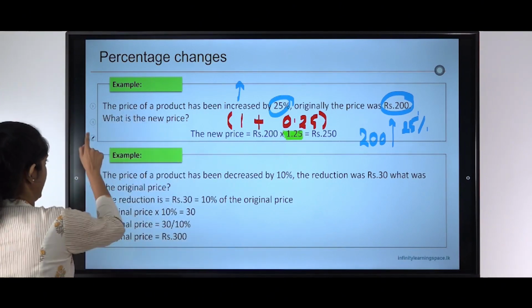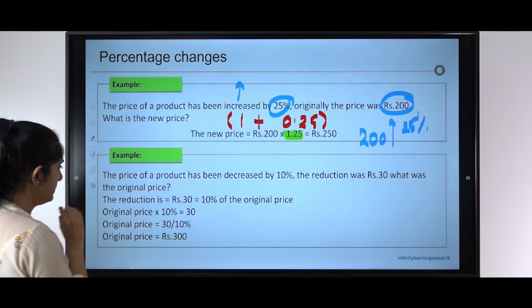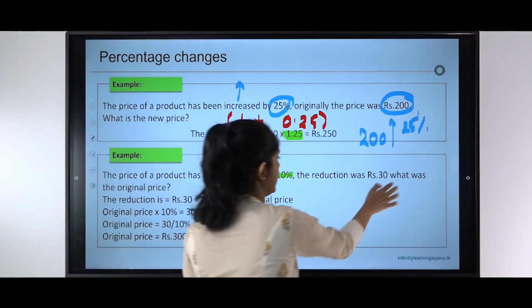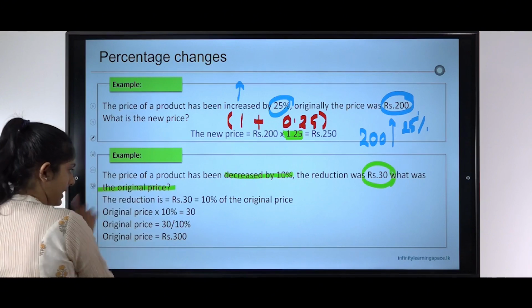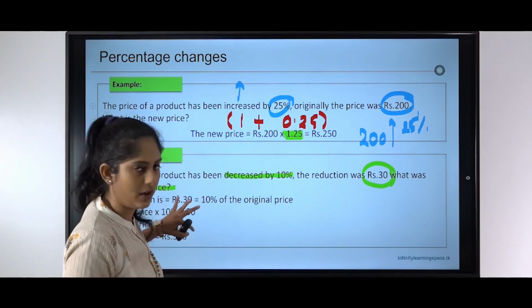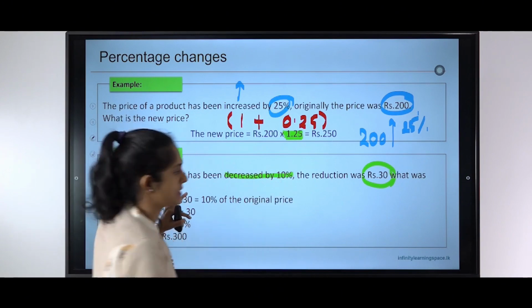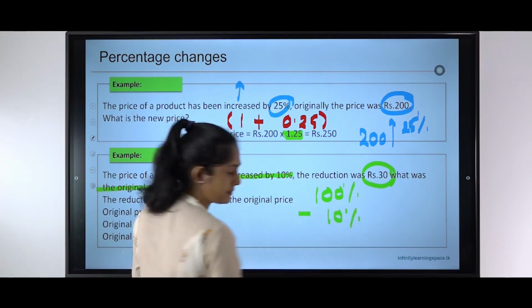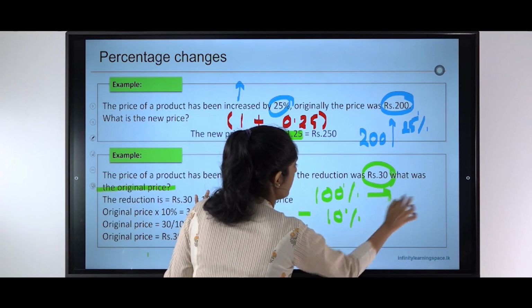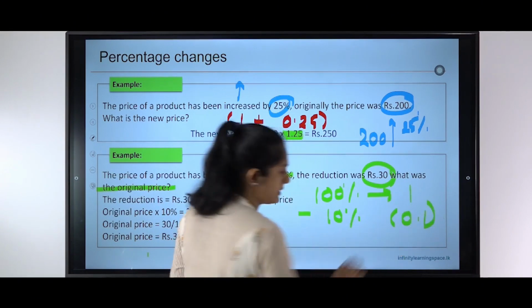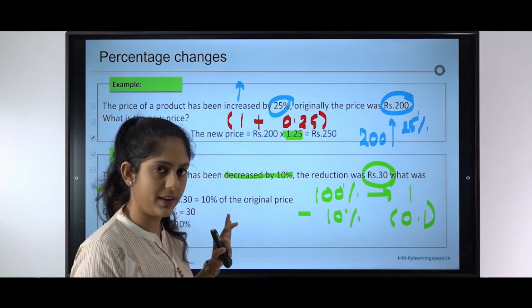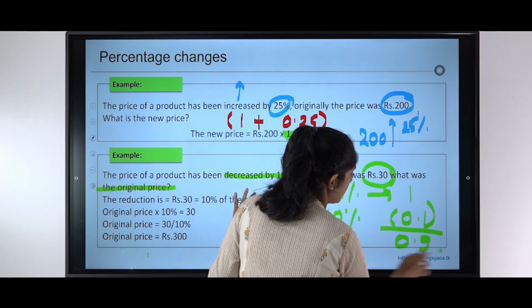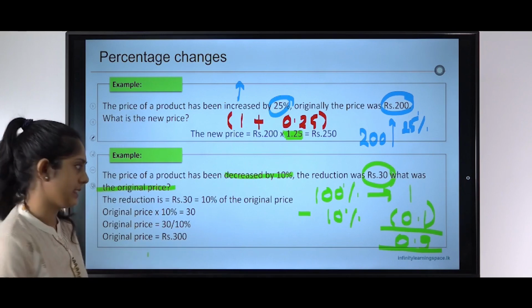Now the same thing, I have given an example at the bottom for a decrease. The price of a product has been decreased by 10%. Reduction was rupees 30. What was the original price? So first of all, before looking at any of this, think decrease by 10%. So from 100%, it fell by 10%. Okay, so that means from 1, you deduct 0.1. 10%, check and see. 10 divided by 100 is 0.1. So you will have 0.9, right? So 0.9 is the balance, right?